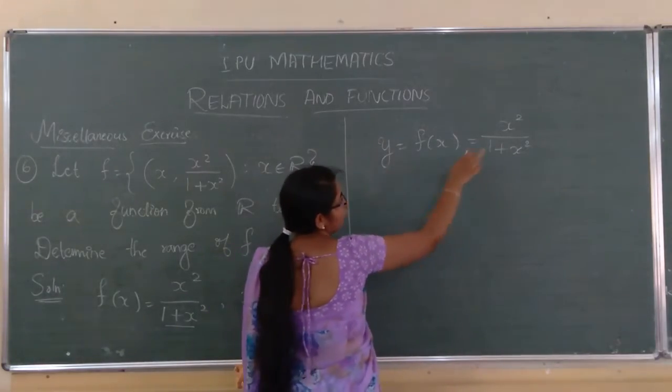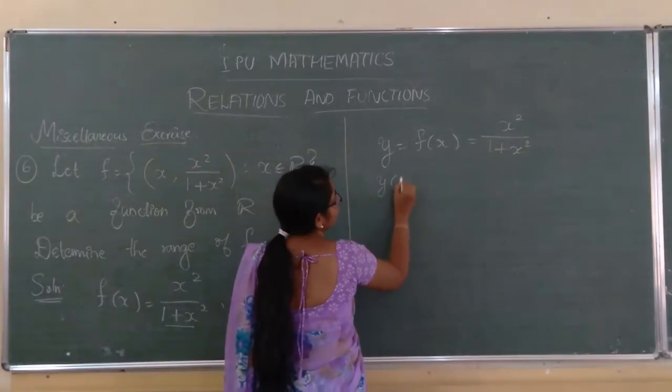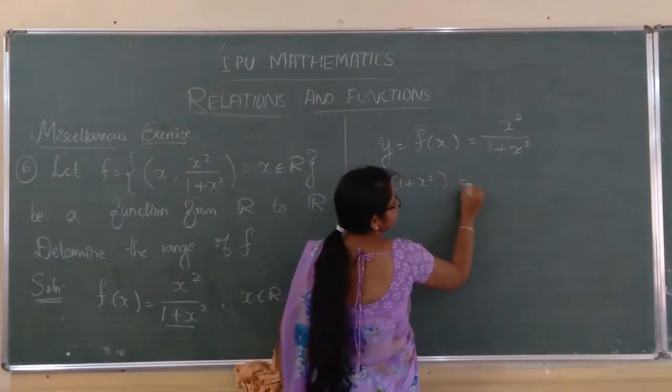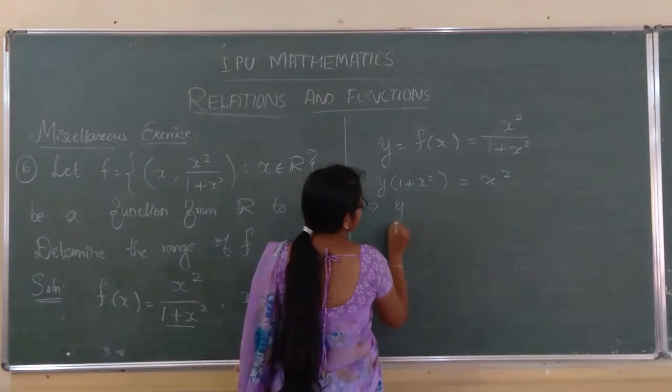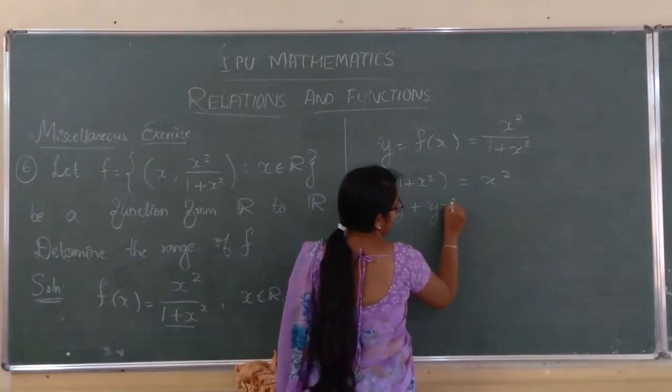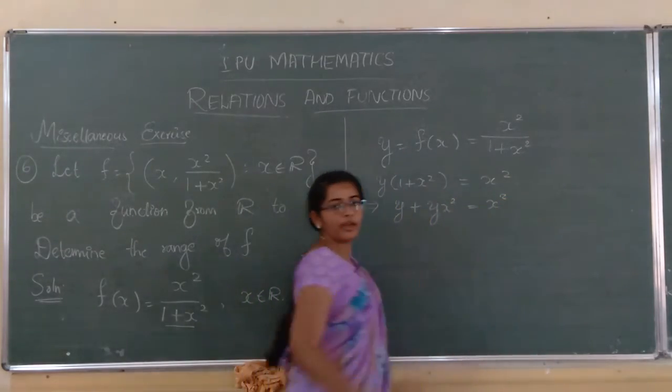That is, by cross multiplying, I will get y into 1 plus x square is equal to x square, okay? That implies y plus y x square is equal to x square, okay?